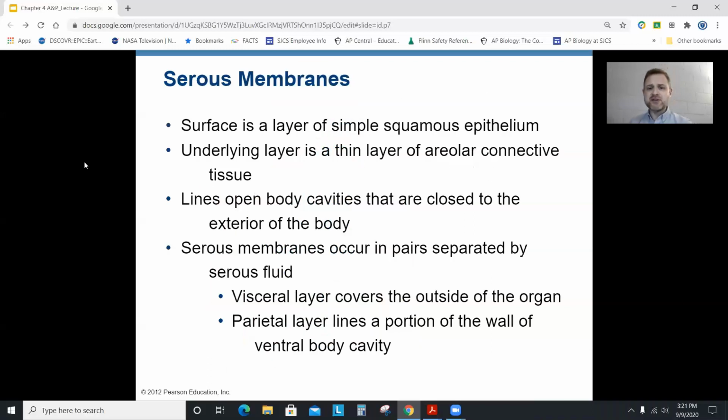So the third type are called serous membranes, and this is oftentimes the hardest for kids to understand. So first off, these are usually composed of a simple layer of squamous epithelium. So they're very, very thin. Usually underneath them is a layer of areolar connective tissue. Again, we discussed that back in chapter 3. So these line body cavities that are closed to the exterior of the body. So just to review, cutaneous were on the outside, mucous were on the inside, but cavities that open to the outside, and serous are ones on the inside that do not open to the outside.